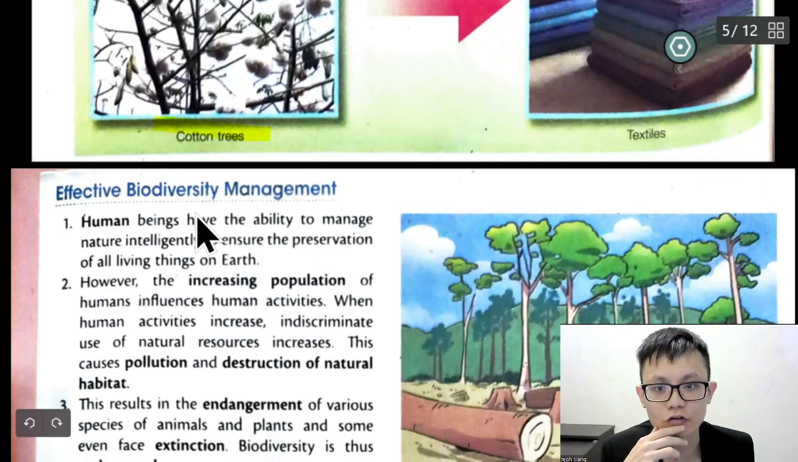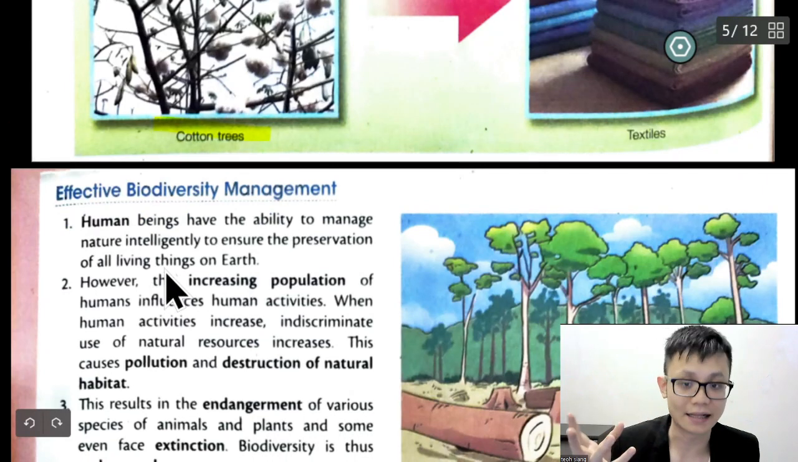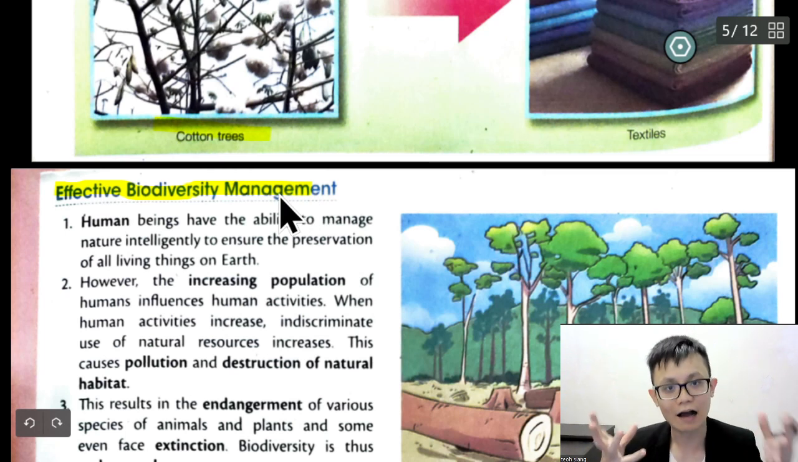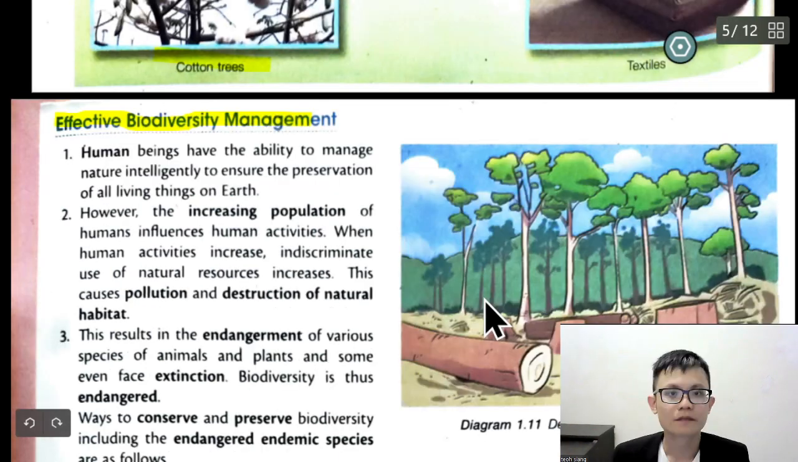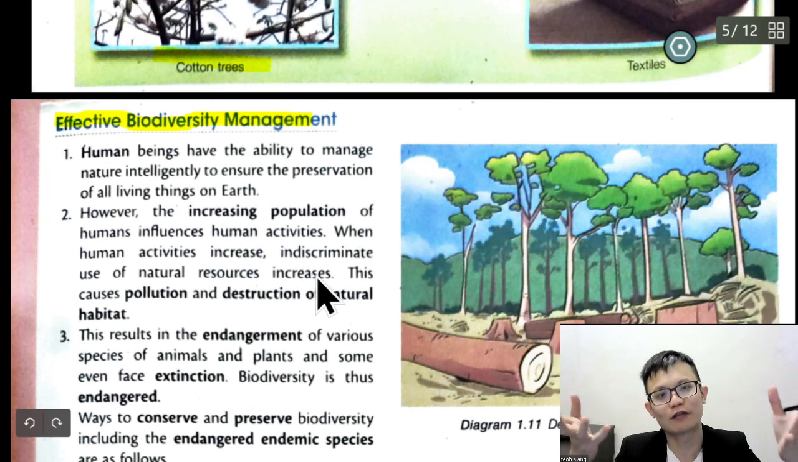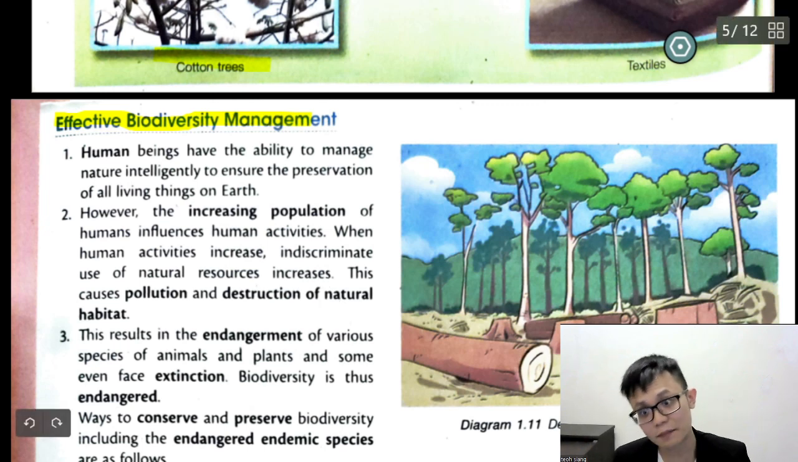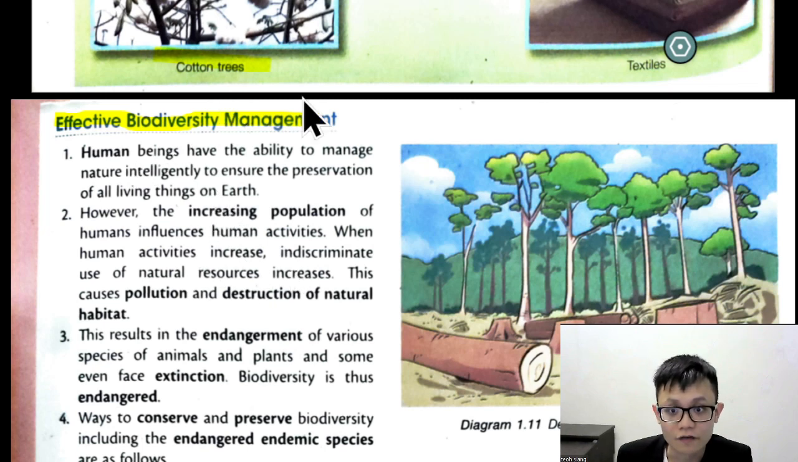Okay, so now we go to why we need to maintain effective biodiversity. Why do we want to maintain it? So this one is again like a karangan question, correct or not? How do you want to maintain biodiversity? Bagaimanakah cara anda untuk memastikan keseimbangan alam sekitar? Okay, so we can say a lot of things to maintain the biodiversity, correct or not?